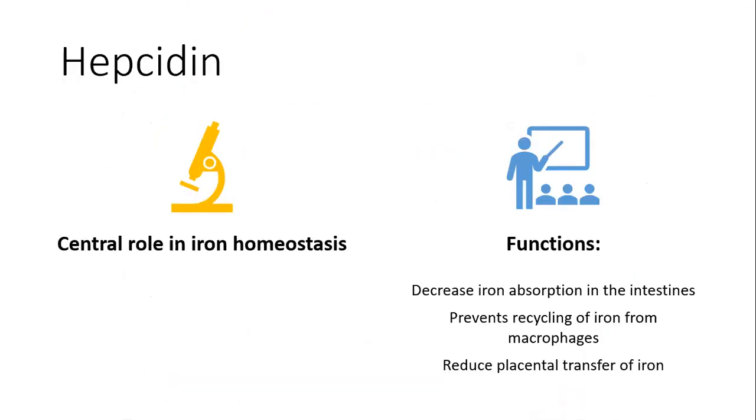Next would be hepcidin. Hepcidin is another plasma protein that is very important in controlling iron homeostasis. So what are the functions of hepcidin? It decreases iron absorption in the enterocytes. It also prevents the recycling of iron from the macrophages, as well as reducing the placental transfer of iron.